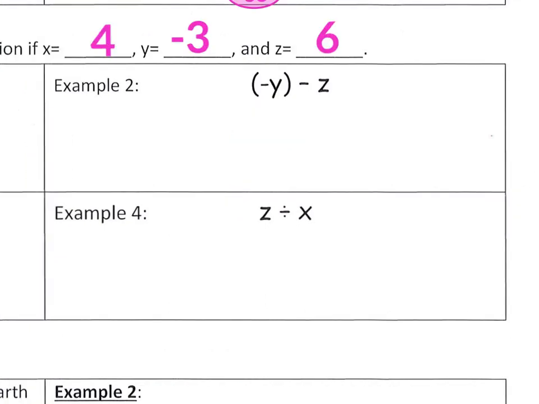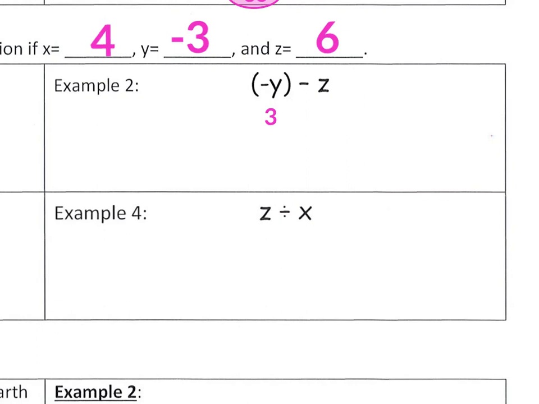So in this example, we have a negative y. When we think of this negative y, the negative is like multiplying by a negative 1. So you can think of this as a negative 1 times the y. So if we do a negative 1 and the y is negative 3, that's a negative 1 times a negative 3, or the opposite of negative 3. So a negative 1 times a negative 3 actually makes this become a positive 3. The opposite of negative 3 is positive 3.